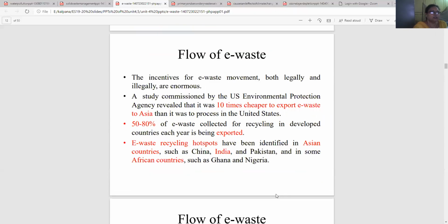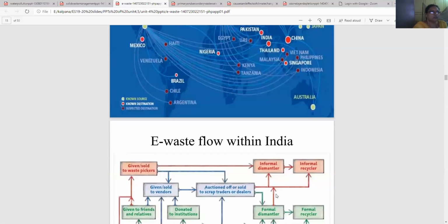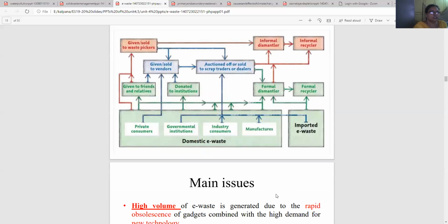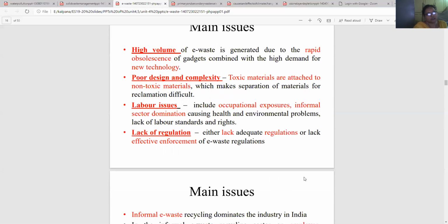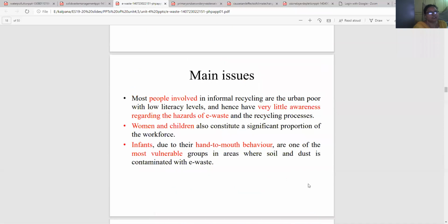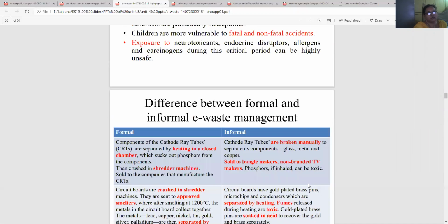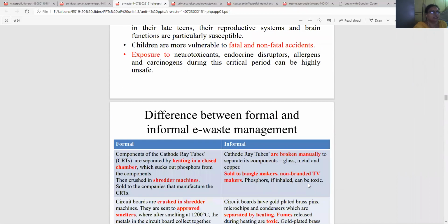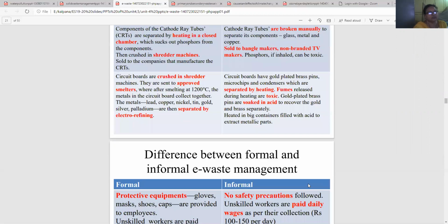Then the flow of e-waste. You can see the e-waste flow in India, the domestic e-waste. The main issues are high volume, poor design and complexity, labor issues, lack of regulation. The issues also involve child scavengers and exposure to toxic chemicals. Then formal and informal e-waste management. You have these differences, you can read them by yourselves.